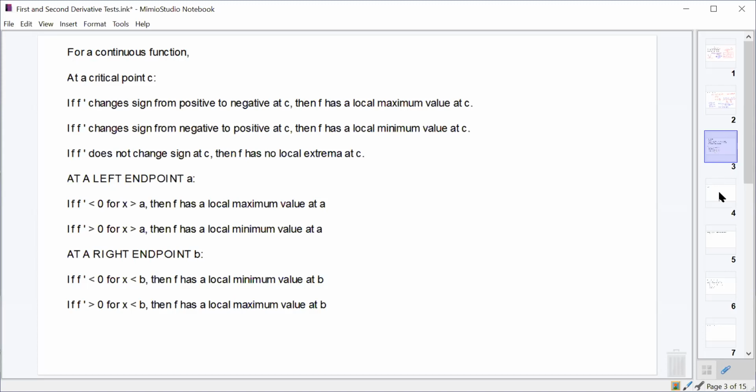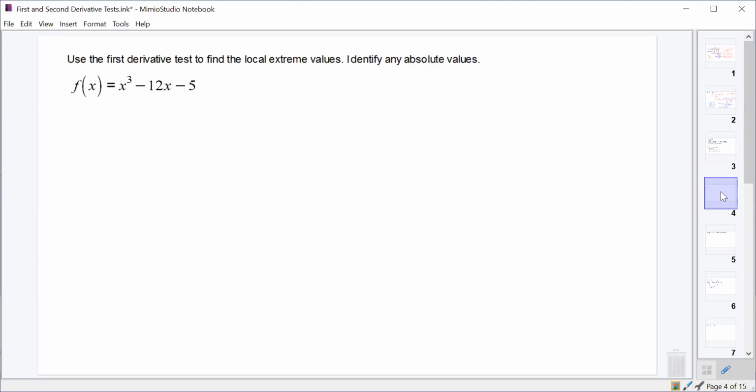Okay. So what we're going to try to do then is use the derivative test to find any local extreme values. We're also going to figure out if any of them are absolute extrema. And we'll also determine when the function is increasing and decreasing, because why not? So we'll do that for this function, x cubed minus 12x minus 5. So what's the first step going to be? Find the derivative, f prime.